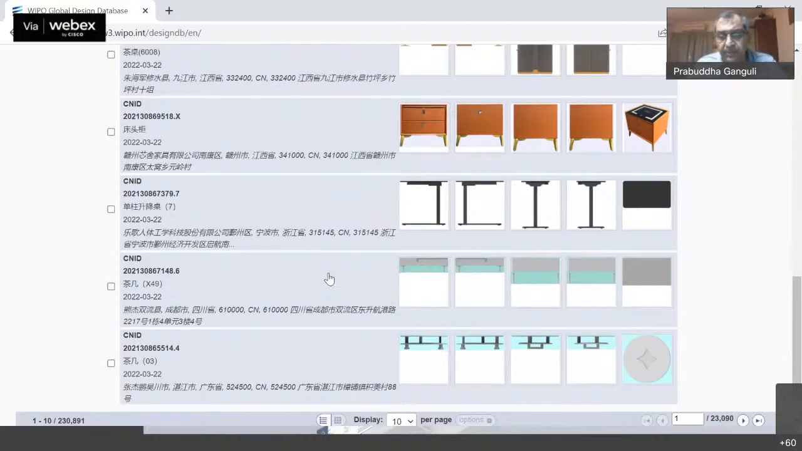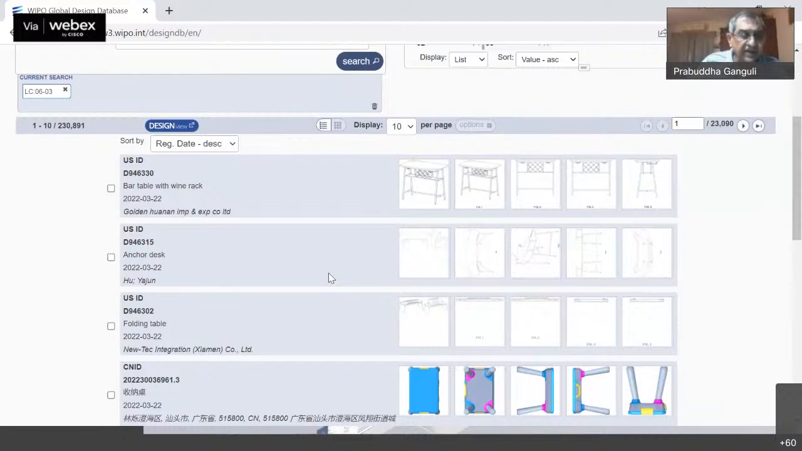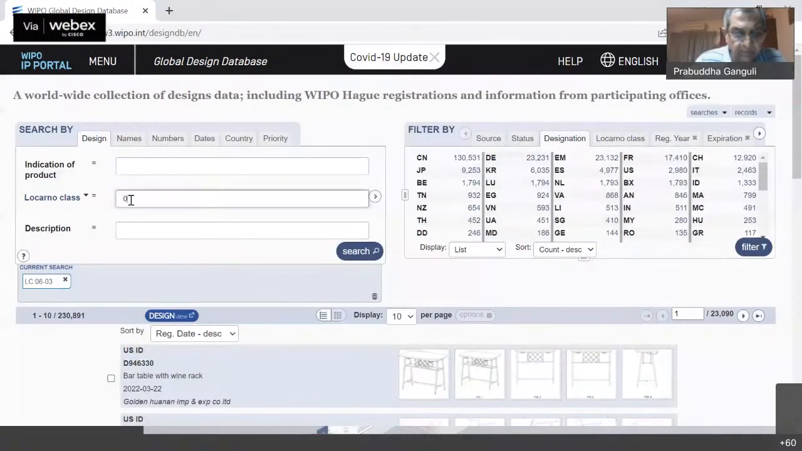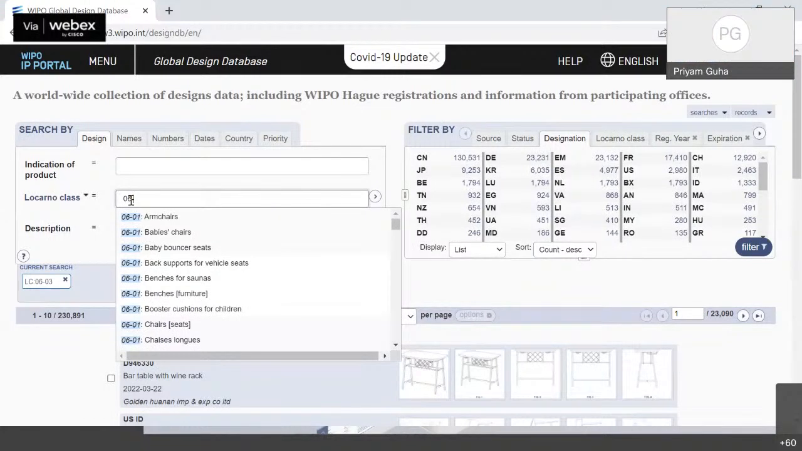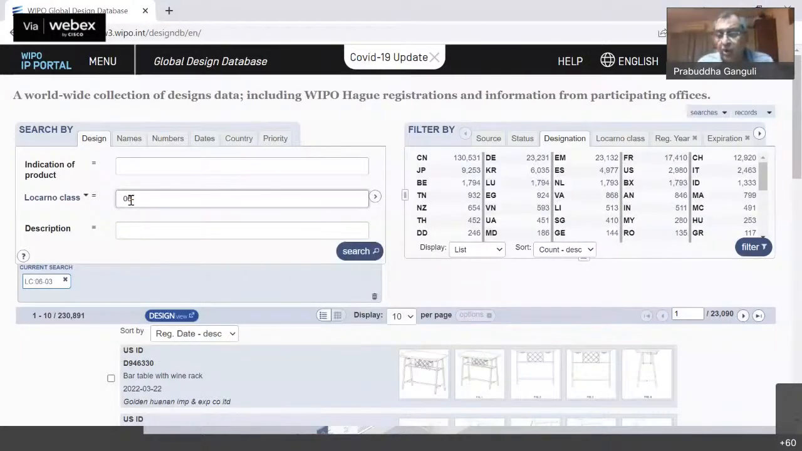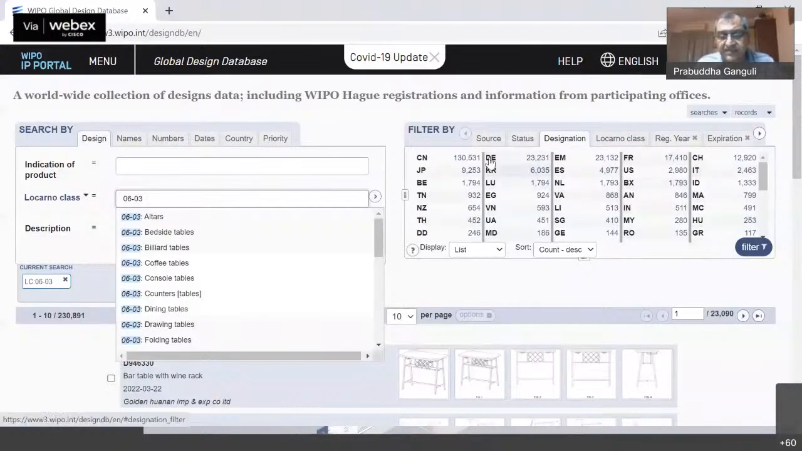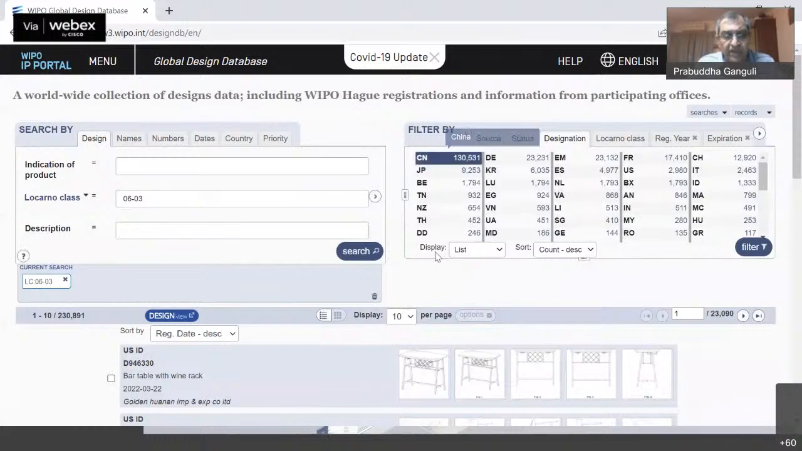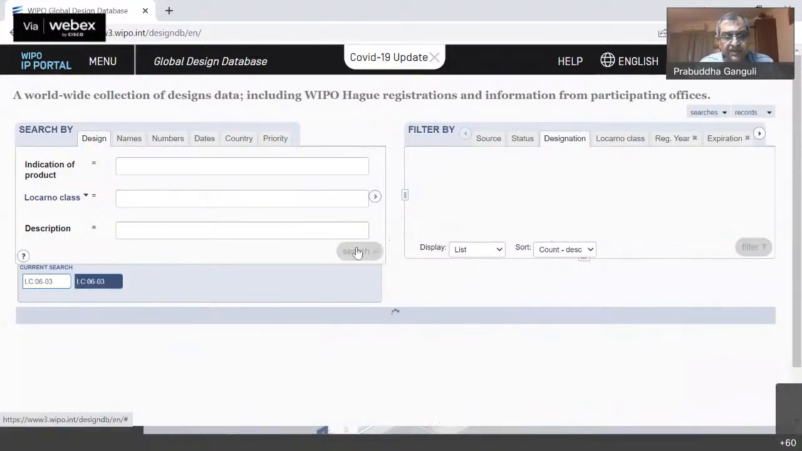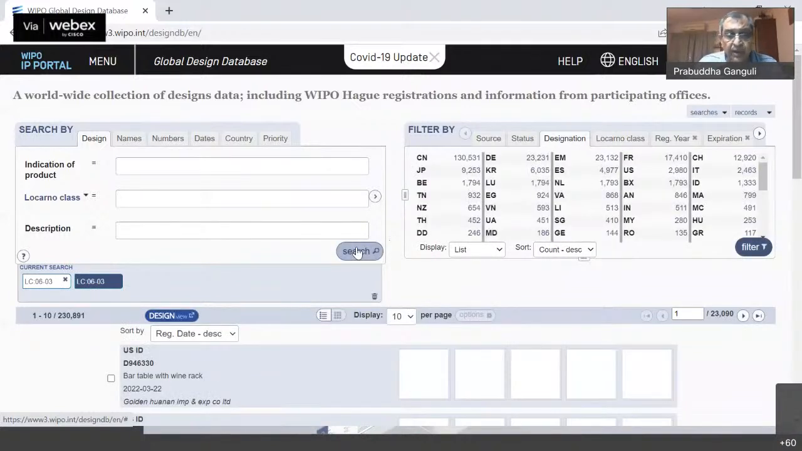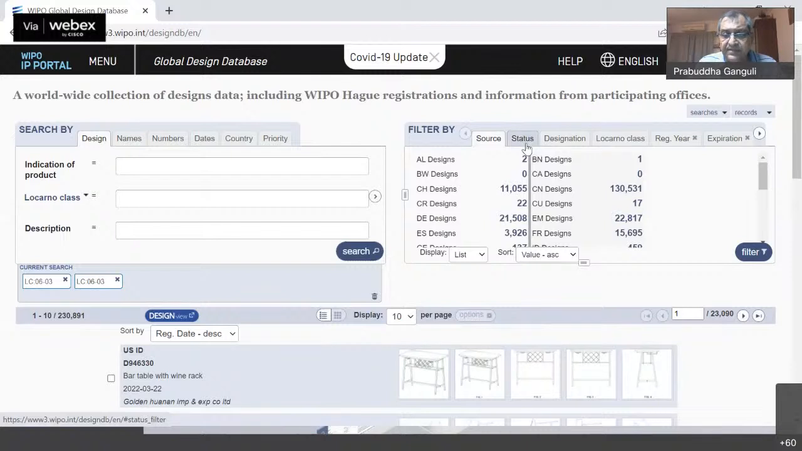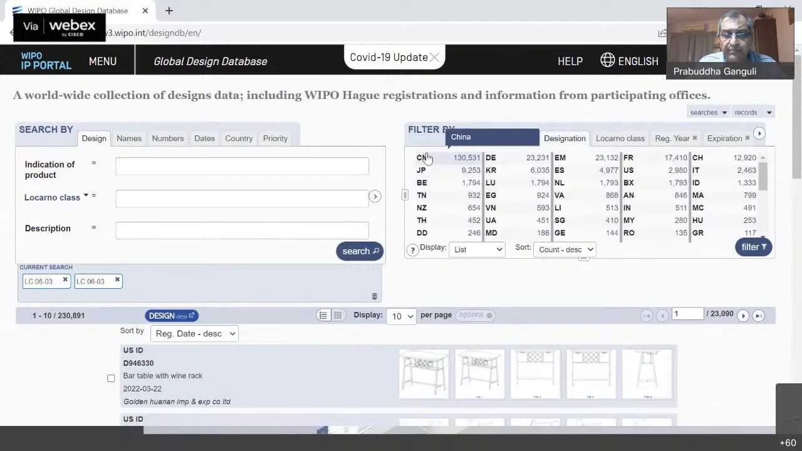But if you want to look at, for example, I will put a designation here, and the Locarno classification was 06-03. And then I will go by what is known as designation. Let us say I want to find in China what type of designs have been filed and registered. Sorry, I didn't say China. Designation, source, status, designation, China. I lost it here.